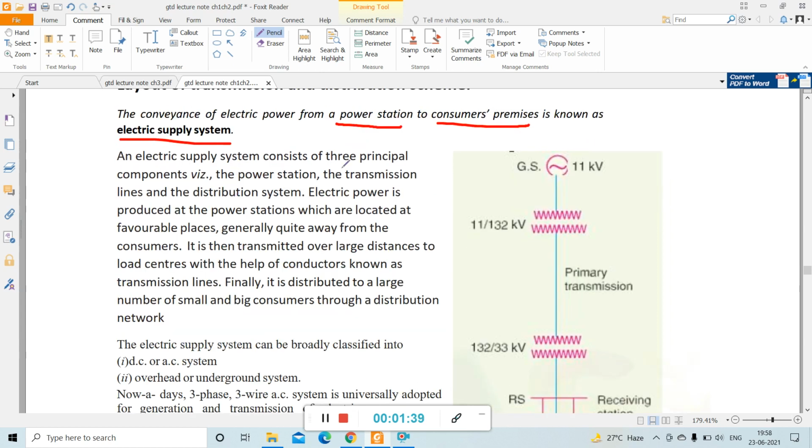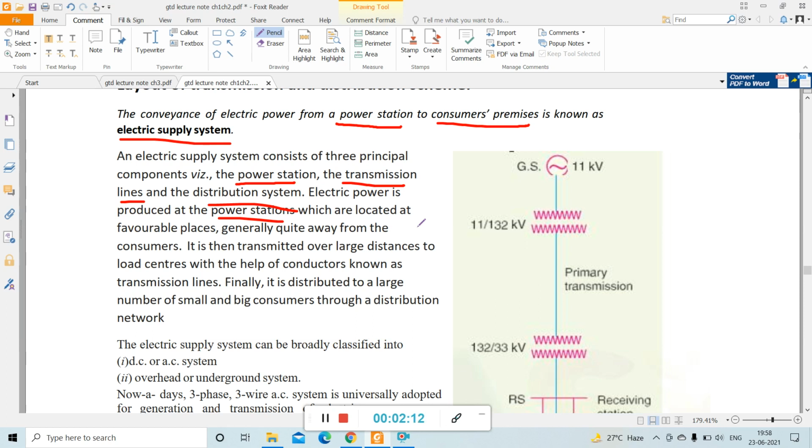An electric supply system consists of three principal components. The first one is the power station, then transmission lines, and then distribution system. Electric power is produced at the power station, which is located at favorable places, generally quite far from the consumer. Power stations like hydropower station, steam power station, thermal power station, nuclear power station, all come under the power station category.